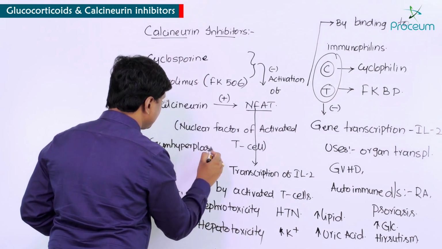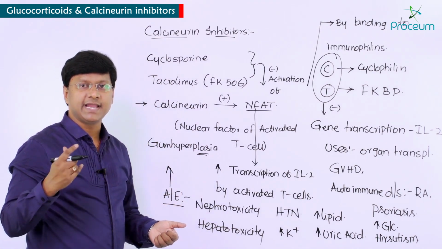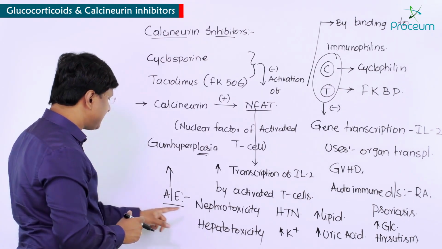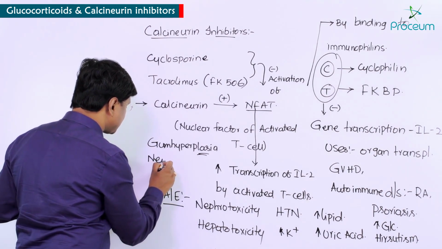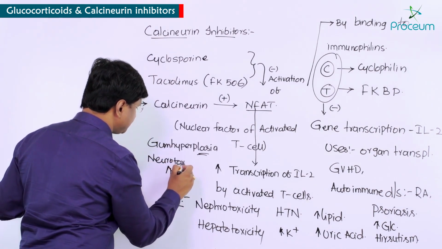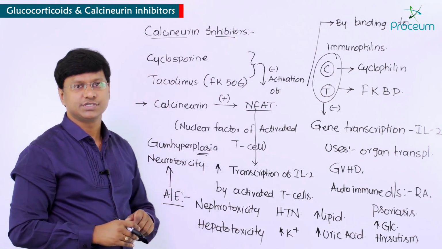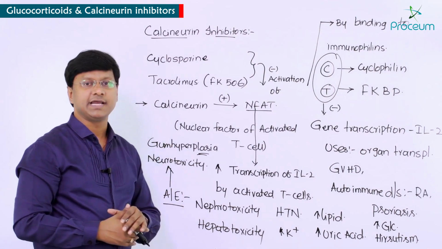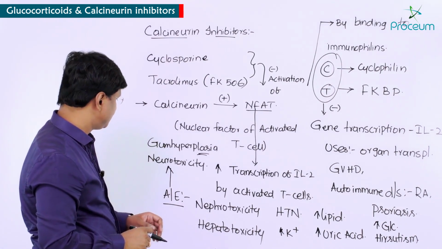Now, gum hyperplasia is also associated with one of the anti-epileptic drugs, that is phenytoin. Next, apart from nephrotoxicity and hepatotoxicity, cyclosporin will also cause neurotoxicity. Now, after having discussed these adverse effects, remember the incidence of hyperglycemia.